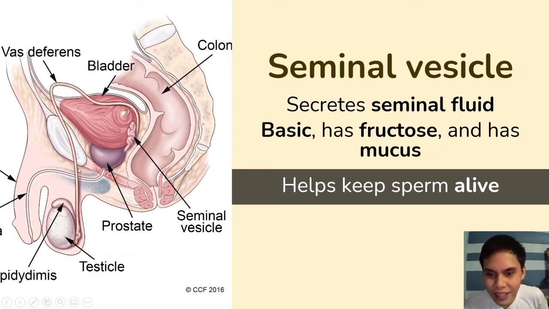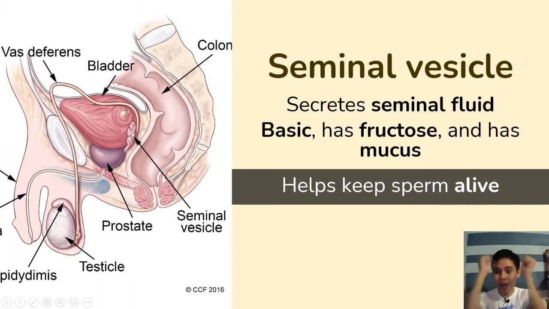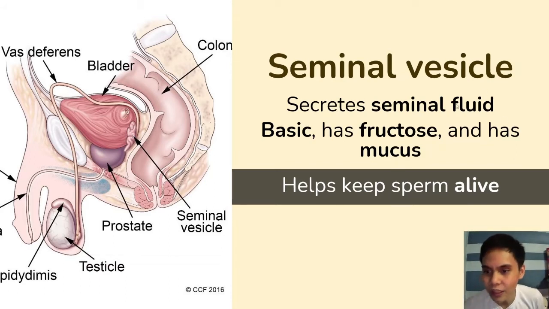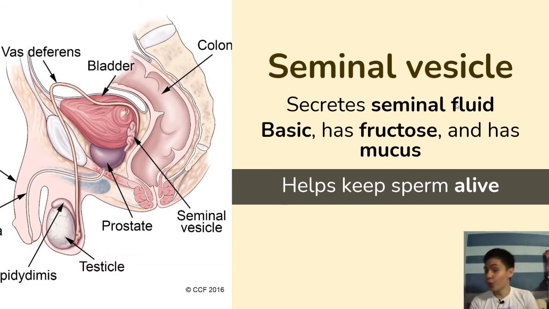So from the vas deferens, it coils around inside your body until it passes the seminal vesicle. This is a pair. Again, there's two seminal vesicles, a pair of glands that secrete what we call seminal fluid. So the seminal fluid is basic, meaning alkaline pH. It's not acidic, it's the opposite of acidic. It has fructose, a type of sugar, and it has mucus, like the sticky mucus, same as the mucus from your nose.